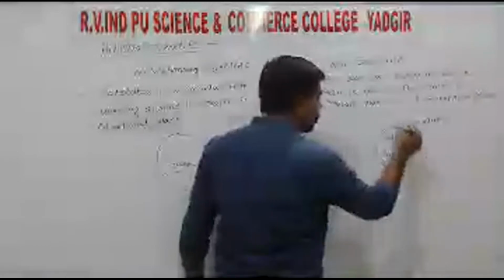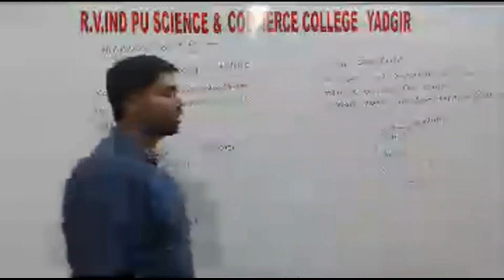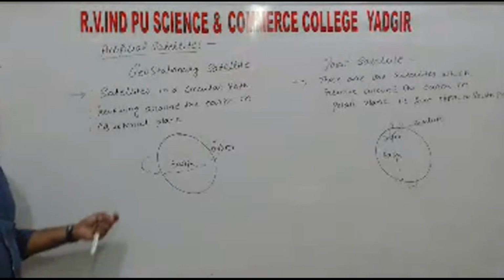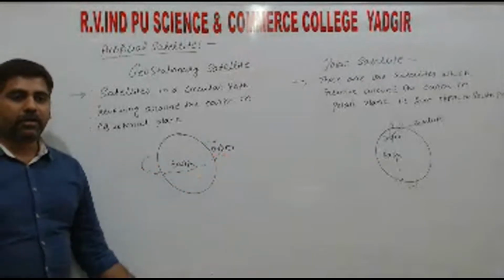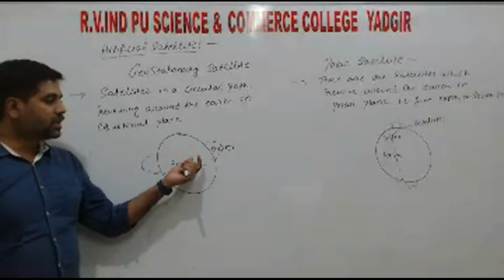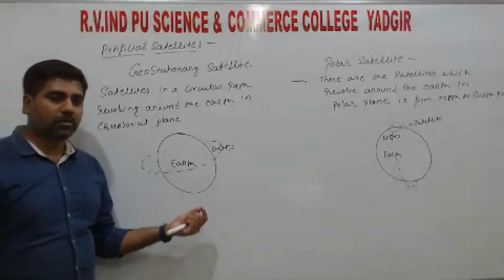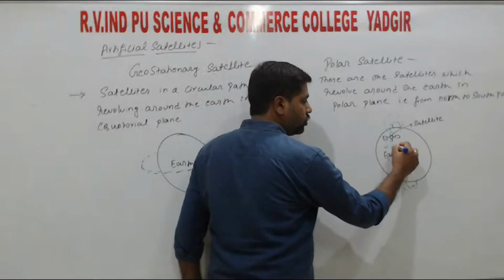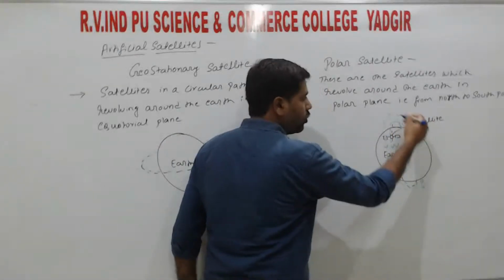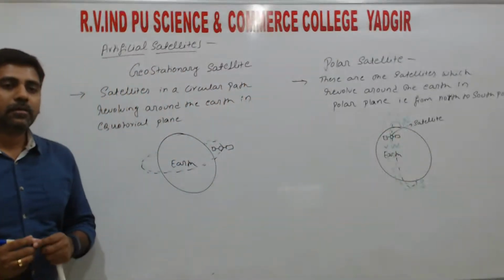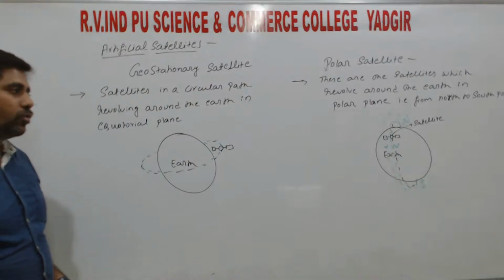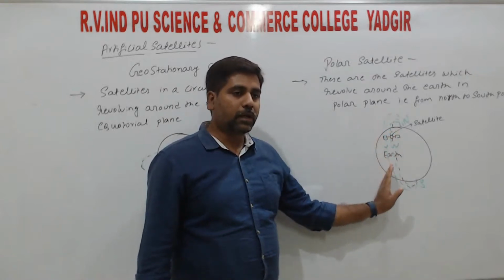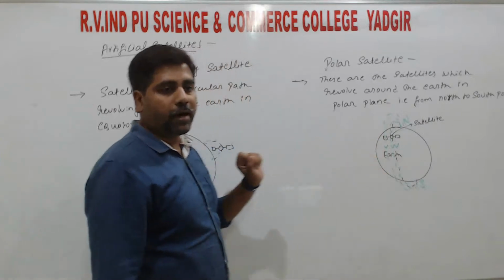So either it may be a circular path or it may be an elliptical path, right? So here in geostationary satellite, the satellites are revolving in an equatorial plane. That is, along the equator, the satellites are revolving, right? So this is one difference. So geostationary satellites revolve along the equatorial line. Polar satellites go along the poles, that is in the direction from north pole to south pole. So the satellites revolve from north to south directions, right? So here it may be a circular path or it may be an elliptical path.